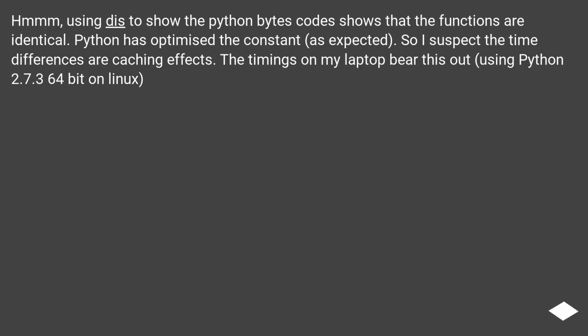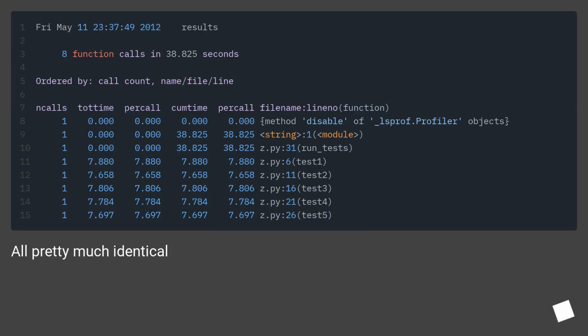Using this to show the Python bytecodes shows that the functions are identical. Python has optimized the constant, as expected. So I suspect the time differences are caching effects. The timings on my laptop bear this out, using Python 2.7.3 64-bit on Linux. All pretty much identical.